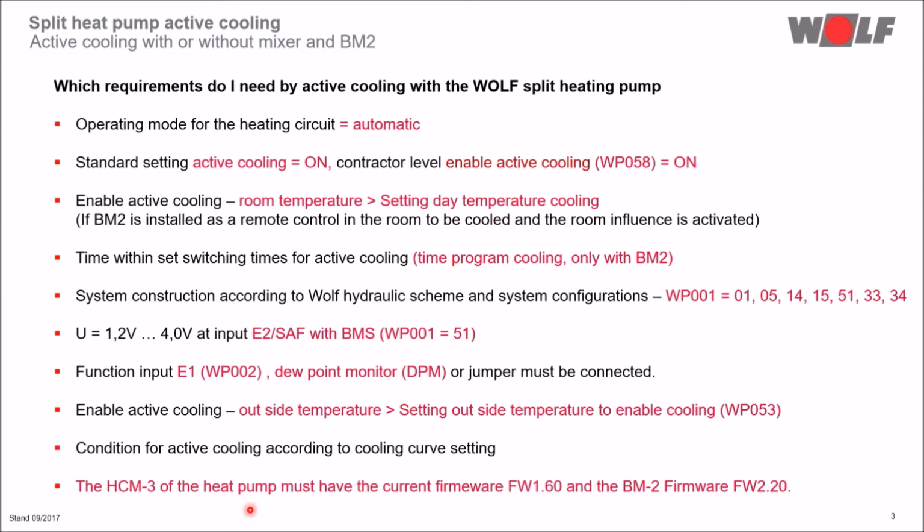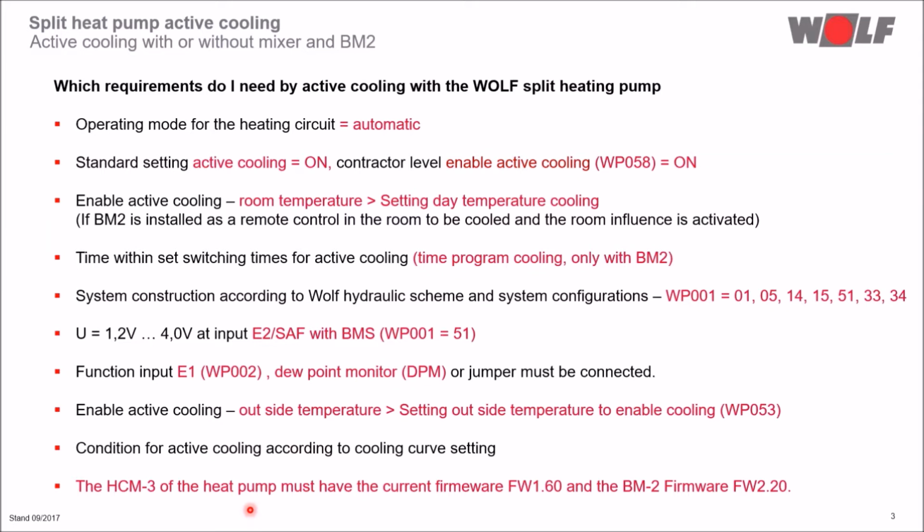When the BM2 is installed as a remote control in the room which should be cooled, and the room influence is activated, the cooling operation will be switched on and off because of the set point day temperature. For every cooling circuit, in combination with the BM2, 3 time programs are available. The cooling is active during the time program.